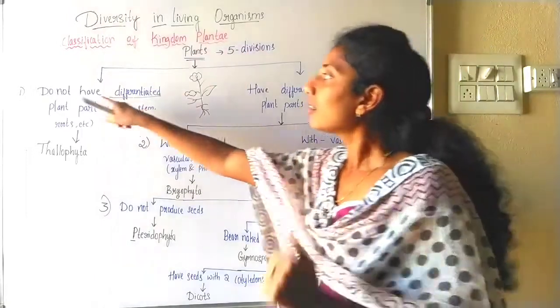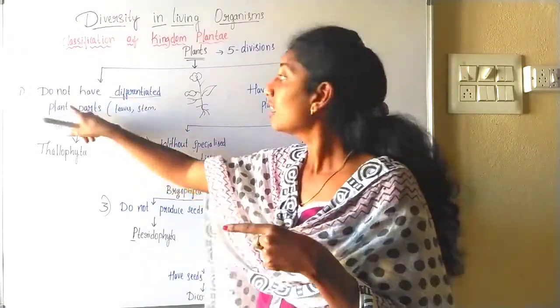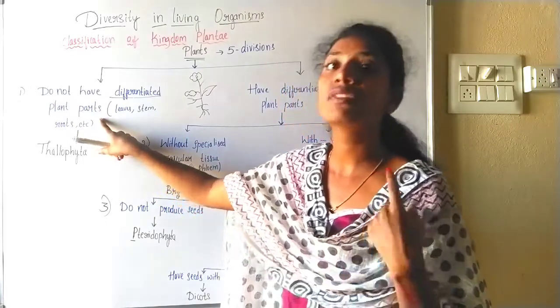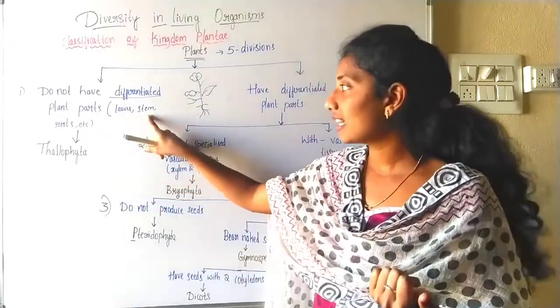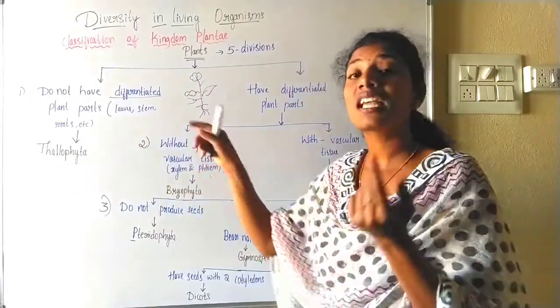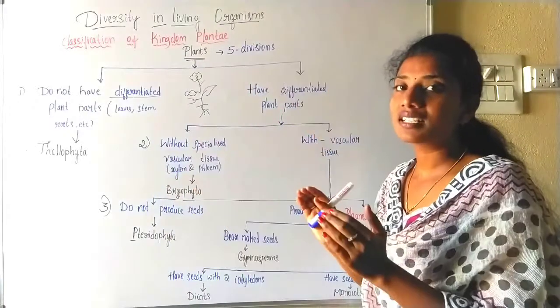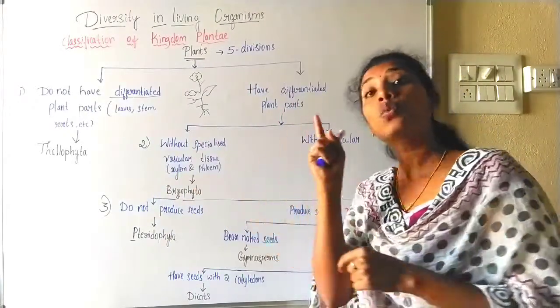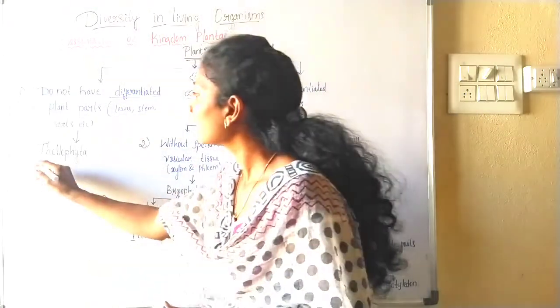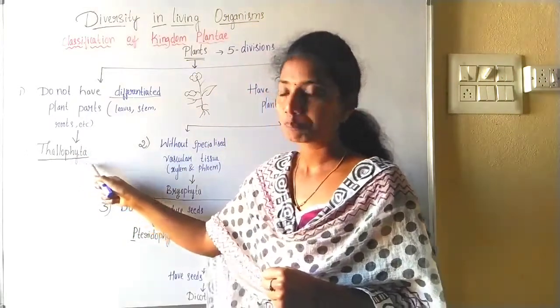So when plants do not have any differentiated plant parts, that means they do not have any leaves, stems, roots, flowers, then this group of plants is placed in one division, namely Thallophyta. What is it? Thallophyta.